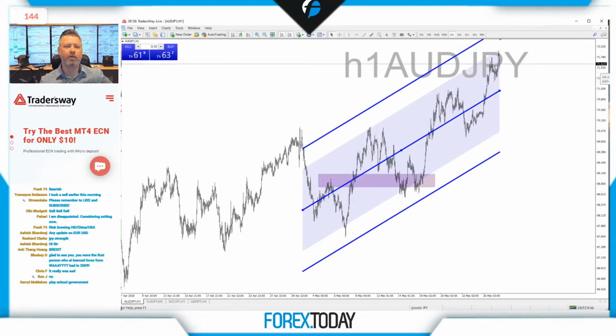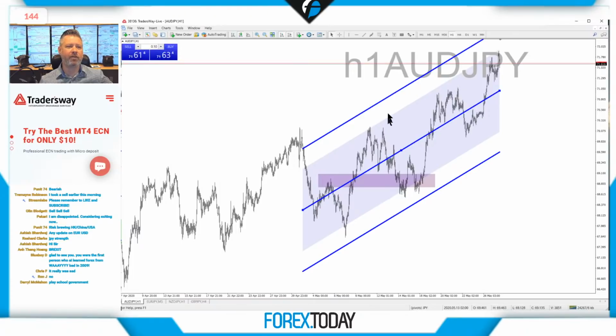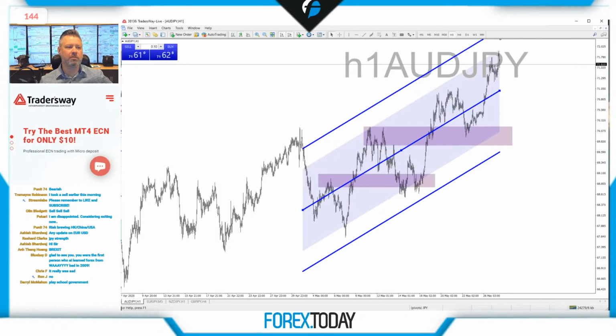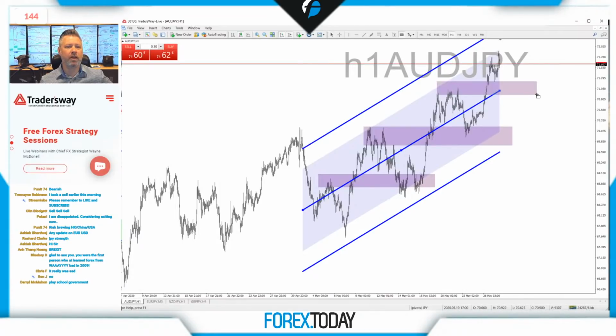Okay? Cool. Then it makes a new higher high. I want you to look left and find the old higher high. Right here. Drag that across. That's the new buy zone. Now we have a new higher high. What do we want to do? Look left. Now we have a new buy zone.